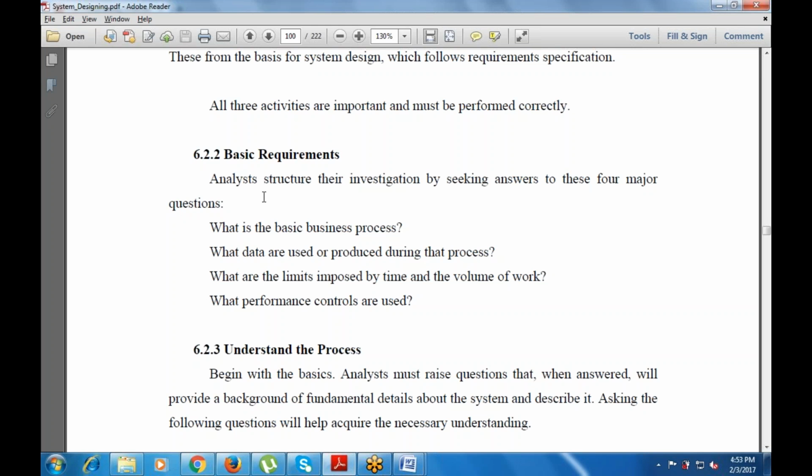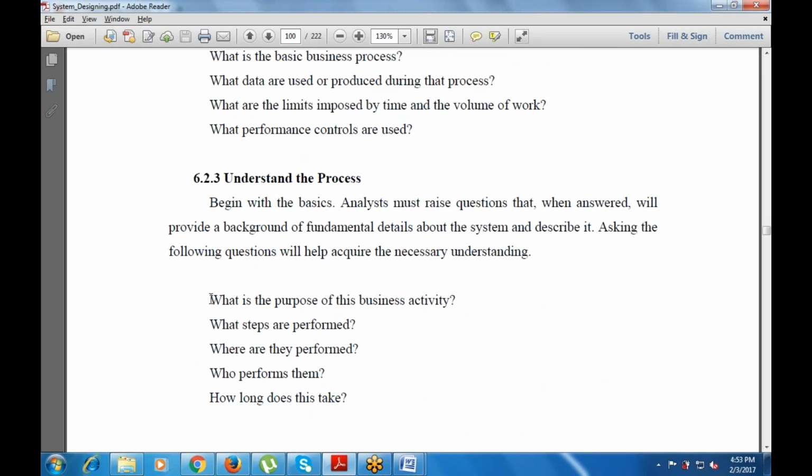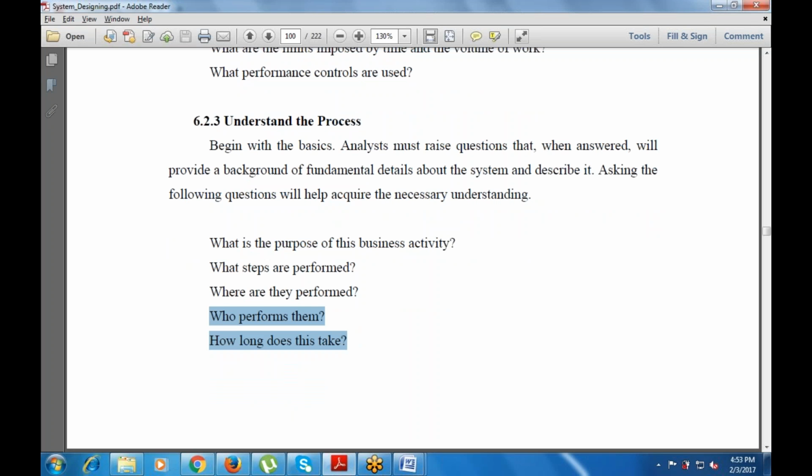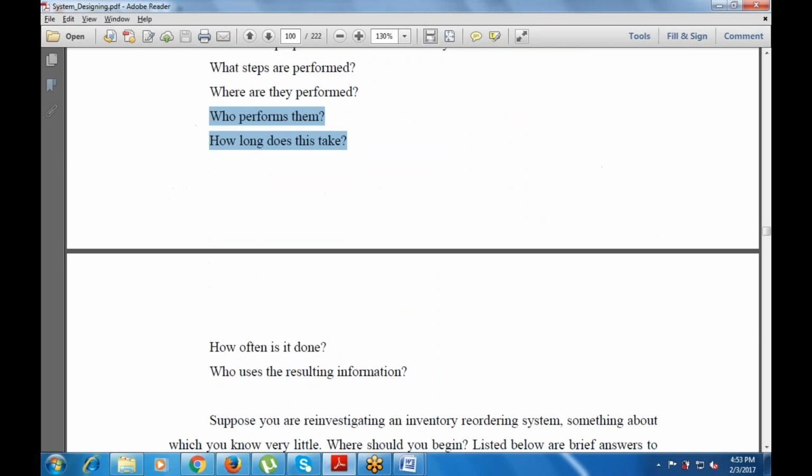Analysts must raise questions that, when answered, will provide the background of the fundamental details about the system and also describe it. Now, what are the various questions for understanding the process? What is the purpose of the business activity? What steps are performed? Where are they performed? Who performs them? How long does this take?